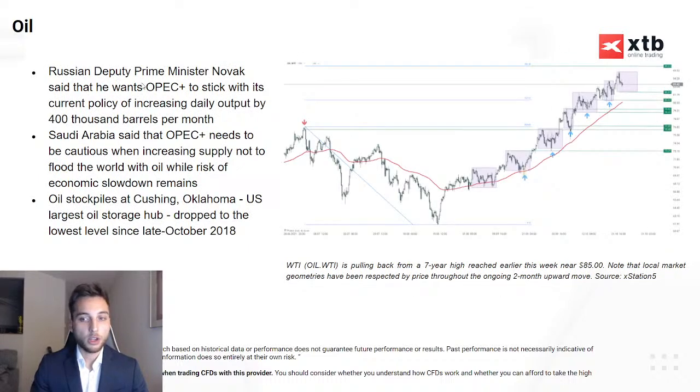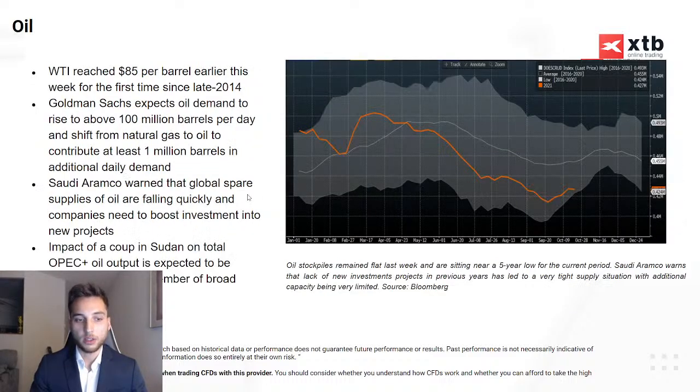Furthermore, on oil, here you can see the inventories. Here you can see Russian Deputy Prime Minister Novak said that he wants OPEC to stick with its current policy of increasing daily output by 400,000 barrels per month. Saudi Arabia said that OPEC needs to be cautious when increasing supply not to flood the world with oil, while the risk of economic slowdown remains. And oil stockpiles at Cushing, Oklahoma have dropped to the lowest level since late 2018. So these are important points because, as you can see, they kind of, let's say, contradict what Aramco is saying here.